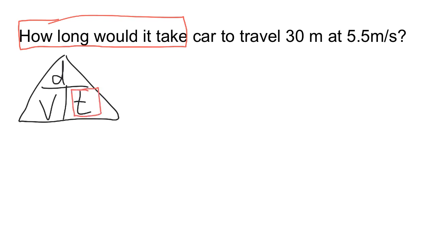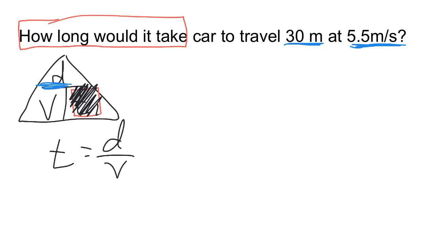And I know that the stuff that I have is 30 meters, which is a distance, and I have 5.5 meters per second, which is a velocity. So now it shouldn't be too hard to solve this problem. Now I look, okay, I'm looking for time. So t equals, I'm going to cover this up by scribbling over it, and I'm left with d divided by v. So my equation is going to be d divided by v. And so if I take the distance and divide by the velocity, I should have my time.